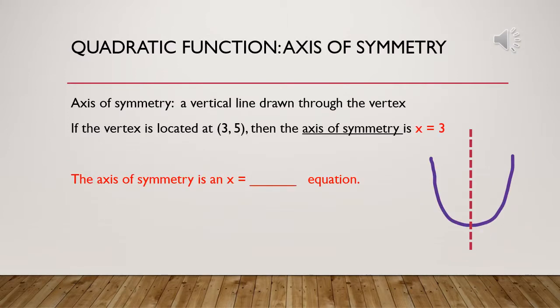Talking about quadratic functions, we sometimes talk about something called the axis of symmetry. This is just a vertical line that's drawn through the exact middle of the graph. It goes through the vertex. If you have a vertex that's located at 3, 5, then the axis of symmetry is x equals 3. The axis of symmetry is always an x equals a number equation.